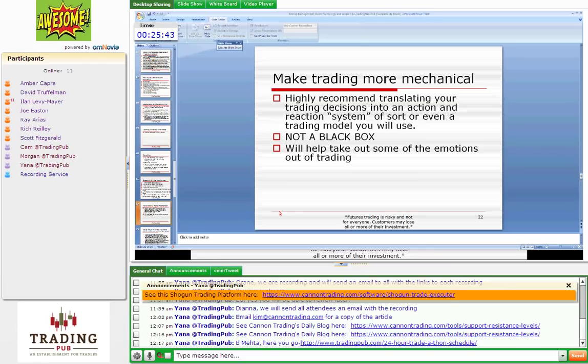You definitely want to get some sort of a method. I don't think one can just go in there and start trading with instincts or reading the tape. I've heard about it. I personally never saw it succeed. Okay, the more mechanical you get trading, the better chances you have of succeeding.